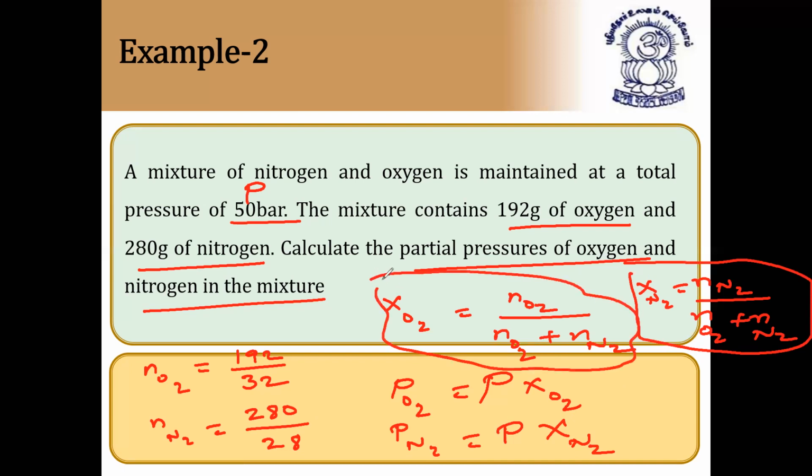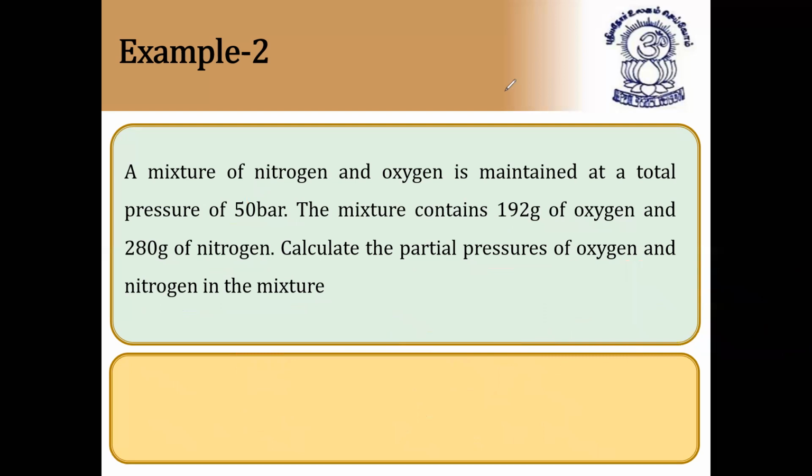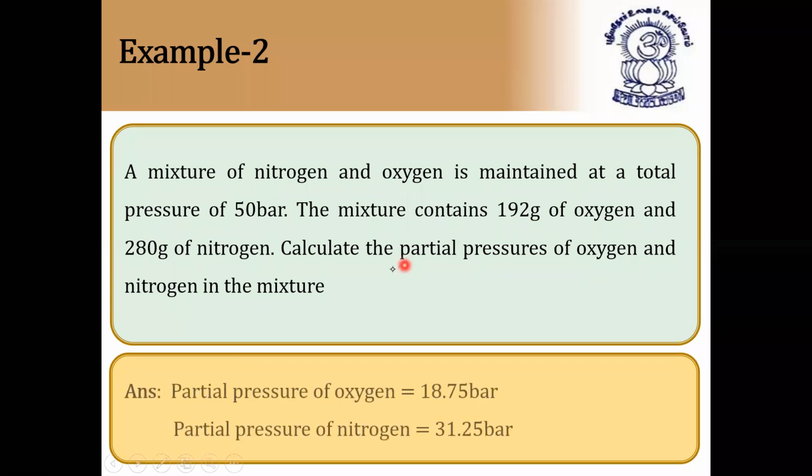So from this you can find the mole fraction of nitrogen, and from this you can find the mole fraction of oxygen. To find the number of moles of oxygen and nitrogen, you can use weight by molecular weight. After getting these, you can find the partial pressure of oxygen and of nitrogen, because the total pressure is given, 50 bars: 50 into mole fraction of oxygen, 50 into mole fraction of nitrogen. So I hope it is clear. This type of question is important for all competitive exams. This is the application of Dalton's law. So partial pressure of oxygen becomes 18.75 bars, and partial pressure of nitrogen becomes 31.25 bars.